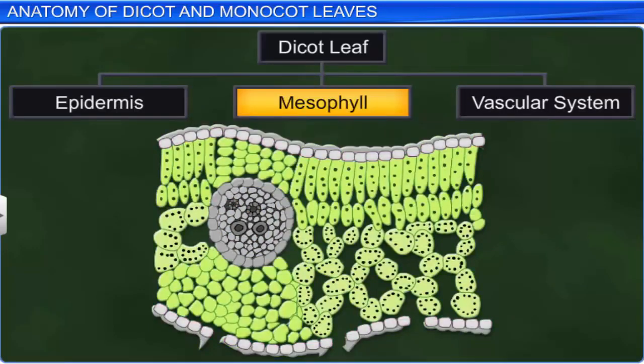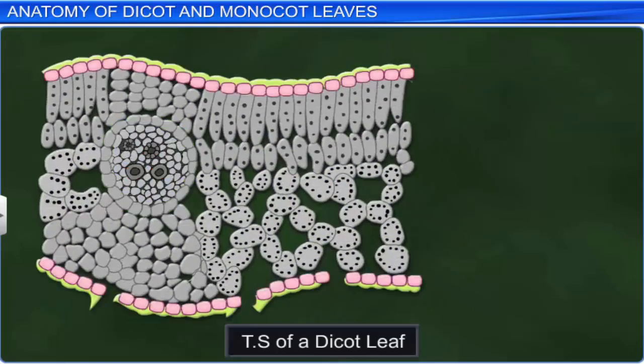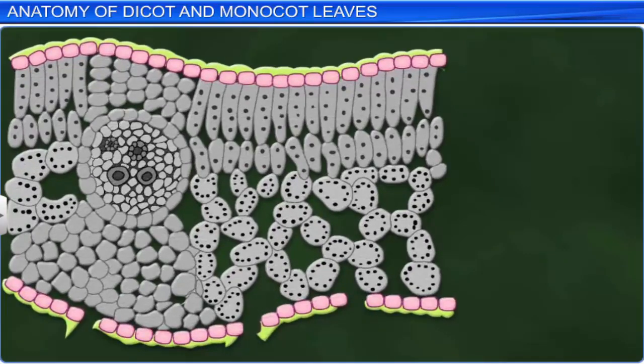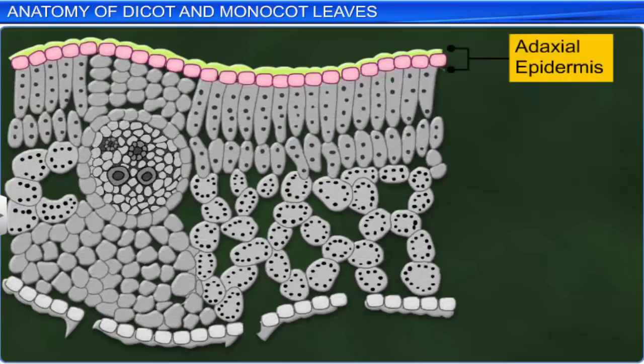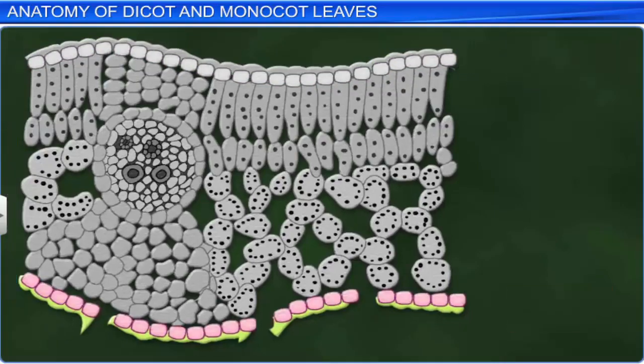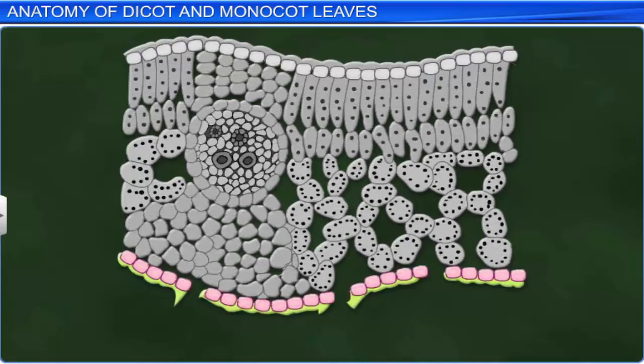mesophyll, and the vascular system. The epidermis covers the upper and lower surfaces of the leaf and is coated with the cuticle. The epidermis covering the upper surface of leaf is called the adaxial epidermis, while that covering the lower surface is called the abaxial epidermis. Typically, the abaxial epidermis has more stomata compared to the adaxial epidermis, which sometimes may not have any stomata at all.